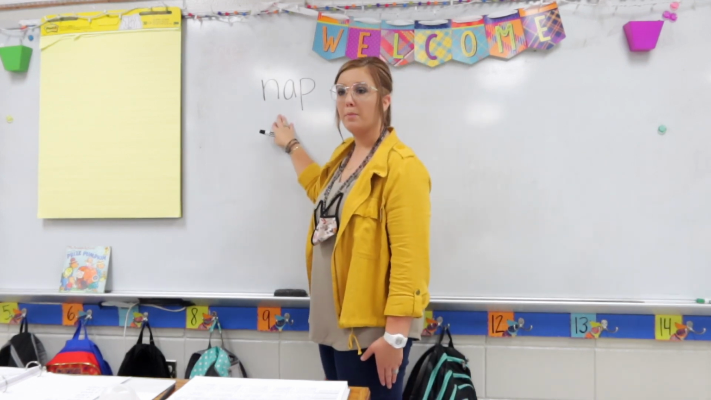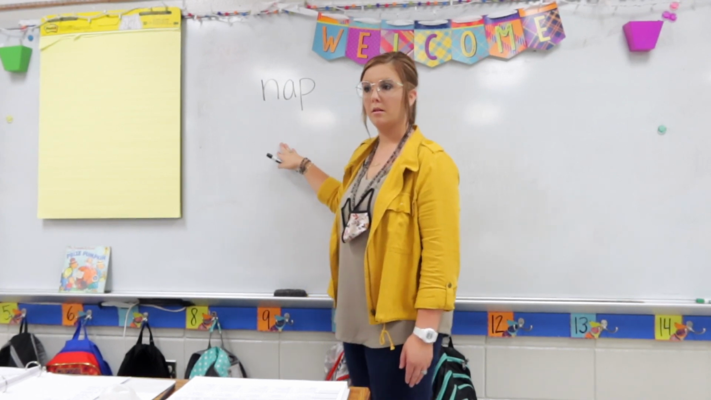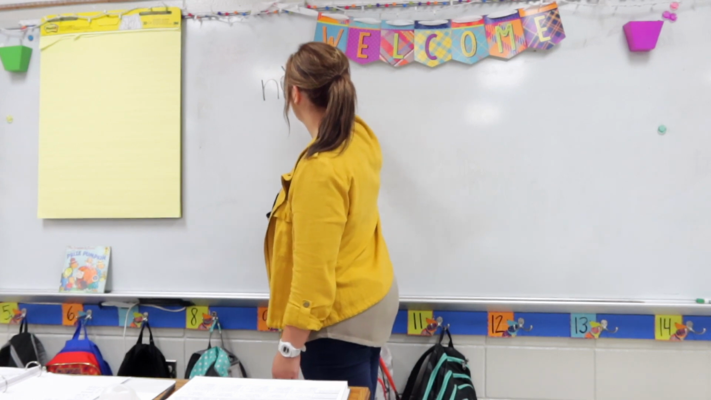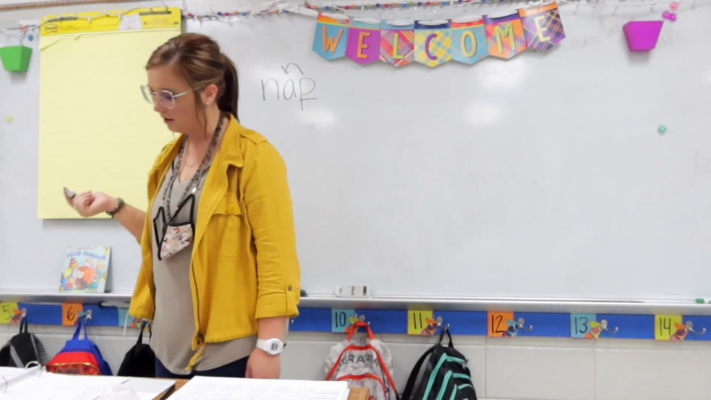Is this closed or open? Closed. Why is it closed? Because a consonant at the end. Because it ends with a consonant, which we know makes the vowel have its short sound. That is a closed syllable.